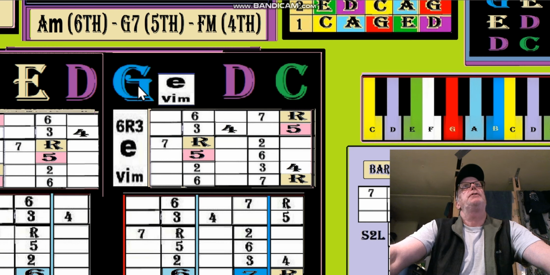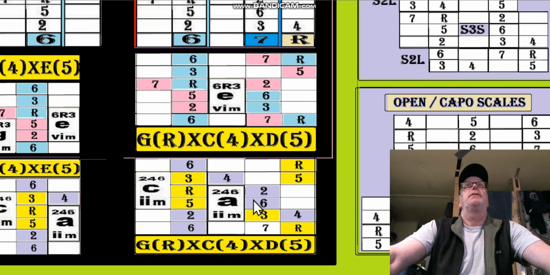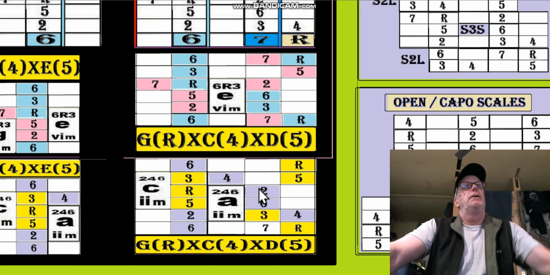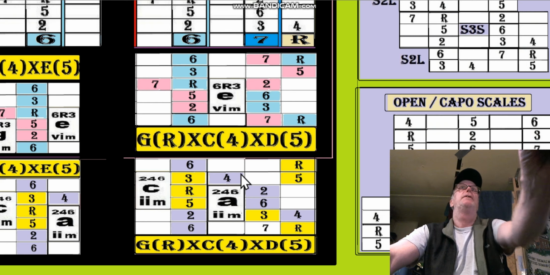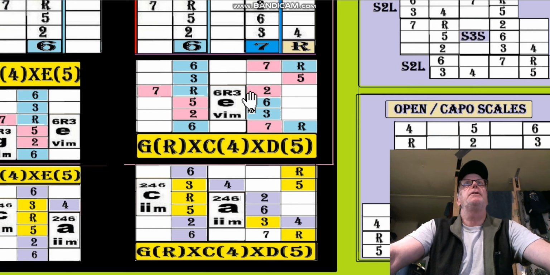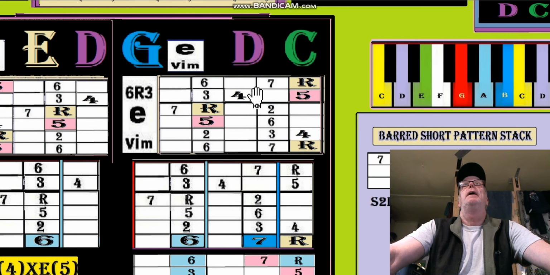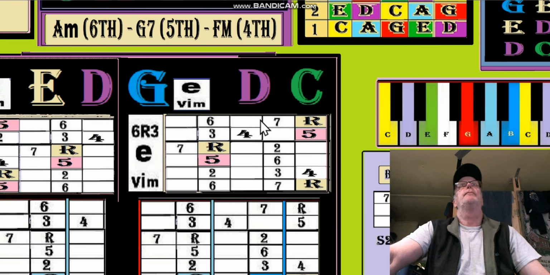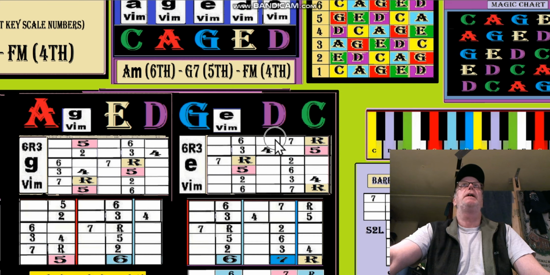You see how the G shape is the root there? So that's kind of helpful, and you can look at there's a 6, 2, 4. All right, 6, 2, 4. Okay, that's the Dorian. So I'm going to redo this chart a little bit so we can get all 5 in there, and try to simplify it a little bit, I think, for you guys.